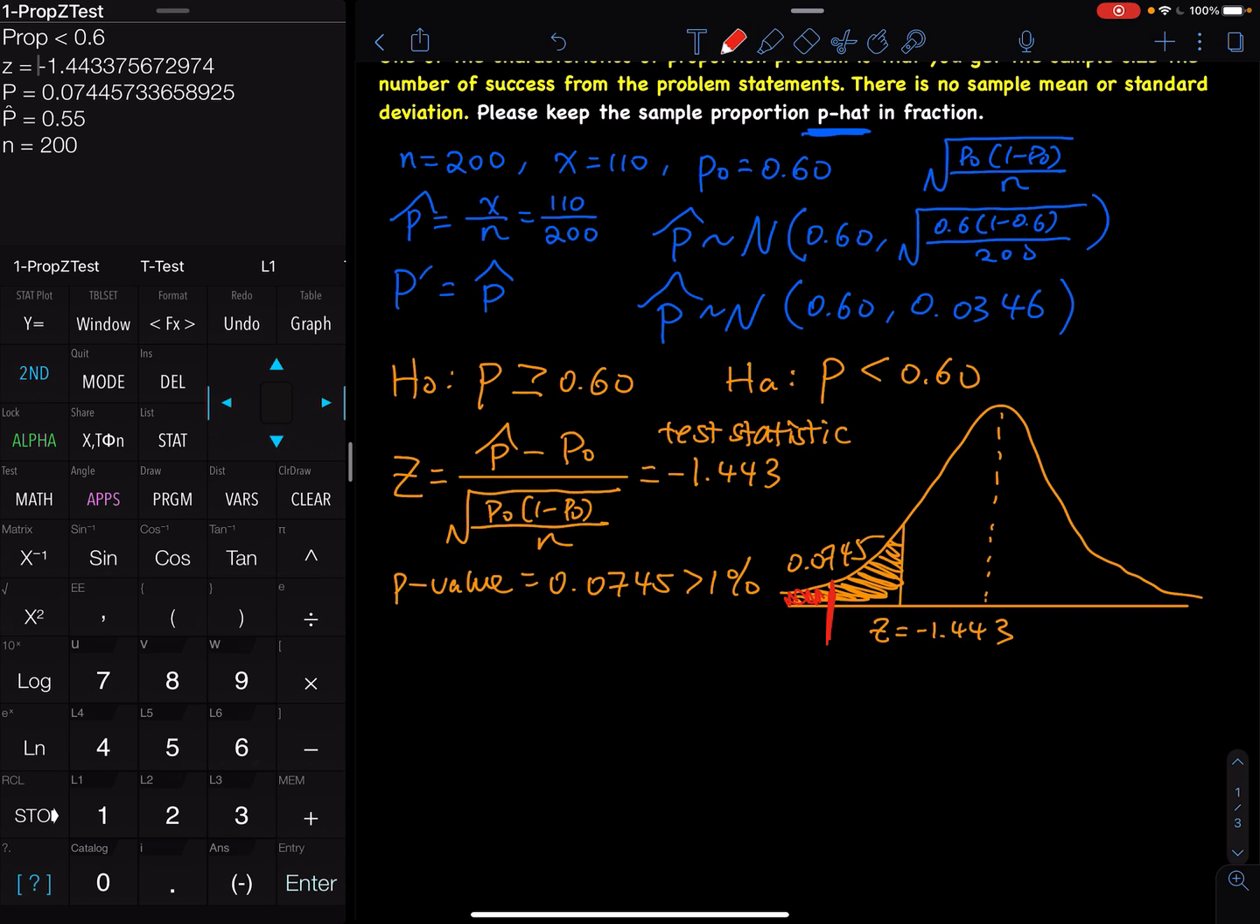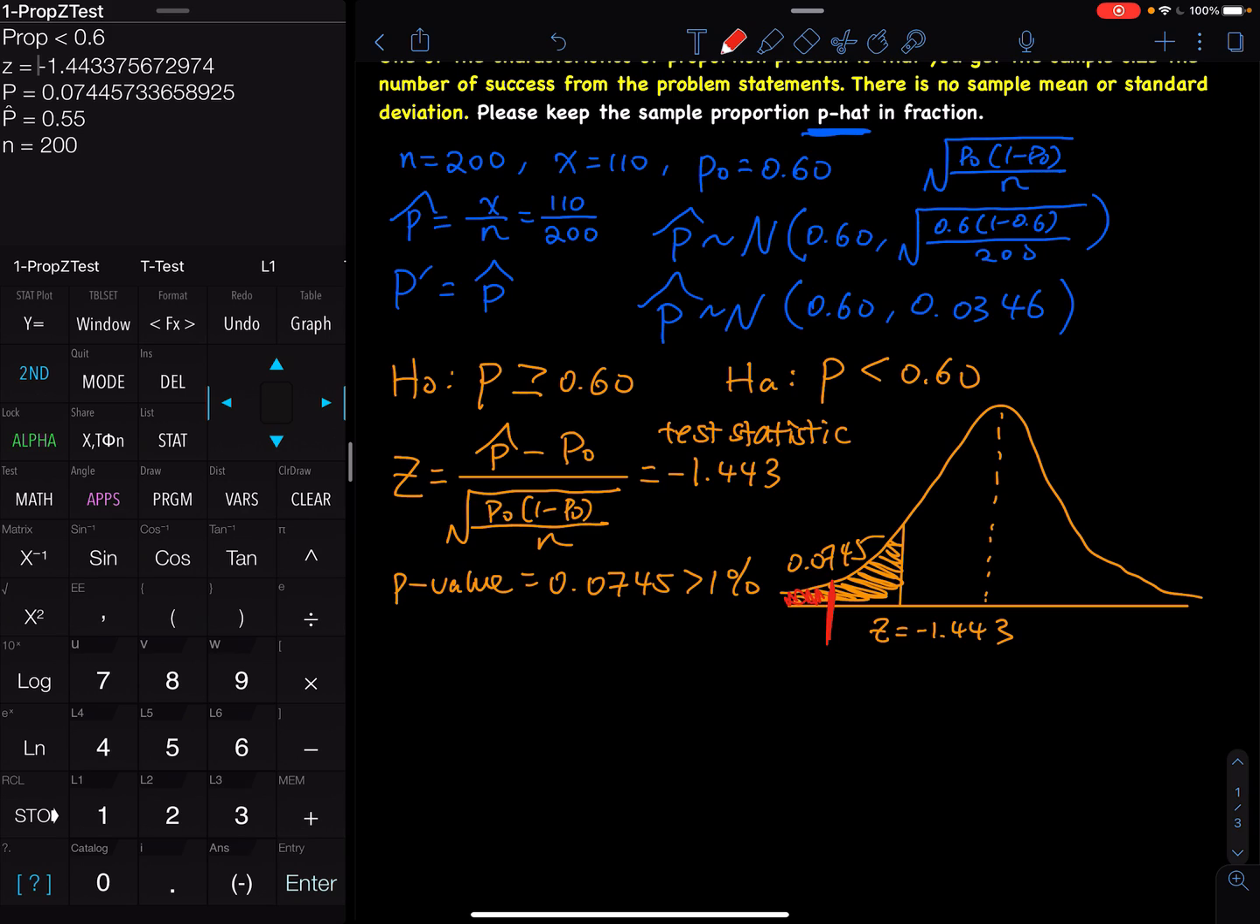So using the p-value to make a decision, you say p-value is greater than alpha, so you fail to reject the null hypothesis. Using the graph, you say that the p-value is outside the rejection region, so therefore you fail to reject the null hypothesis. What about using the z?